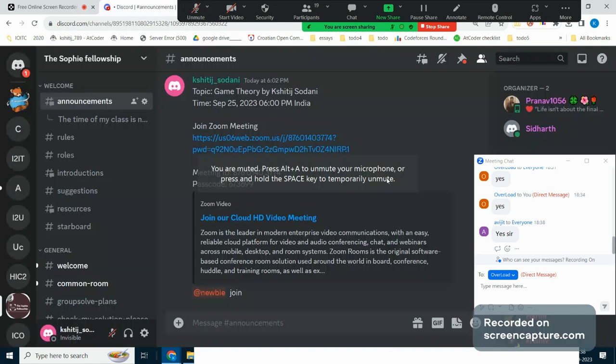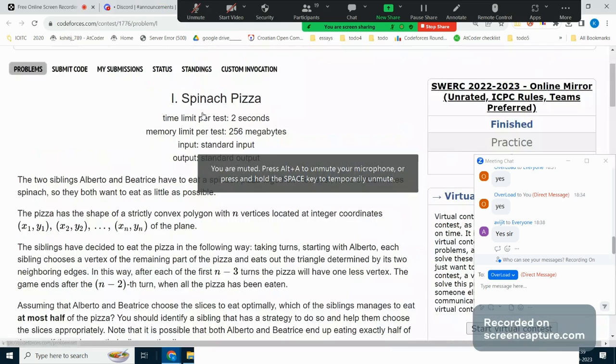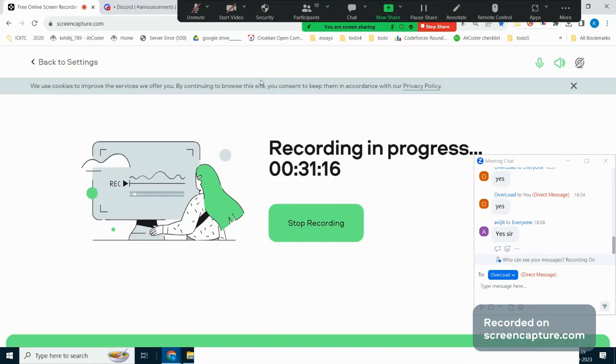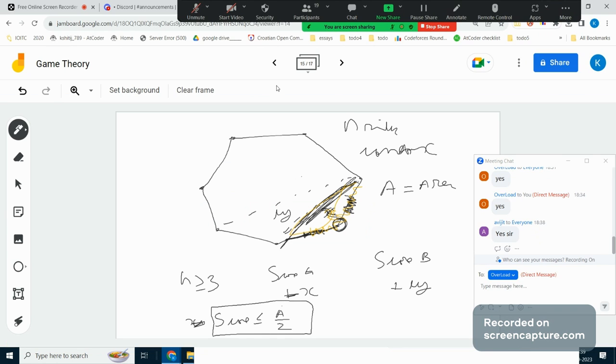Also, this is a Codeforces problem. I just told you the statement. You can also have the link I have shared on Discord. Okay, so I have shared the problem link on the Discord, and you can have a look at it, if you want to submit your solution after the class and code it.